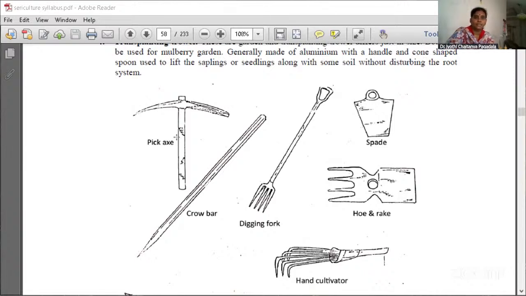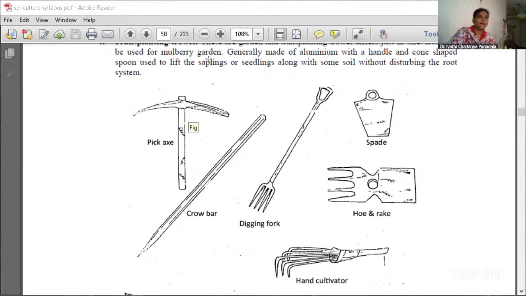And pickaxes, this one is the pickaxe. This is made up of cast iron, which measures 21 inches, with one sharp end and the other end being flat and sharp. There is a round hole for fixing the wooden handle in between the two edges. It is used for deep digging, opening of terraces, digging pits, loosening of soil, and uprooting weeds also.